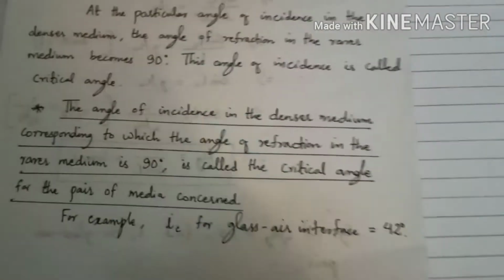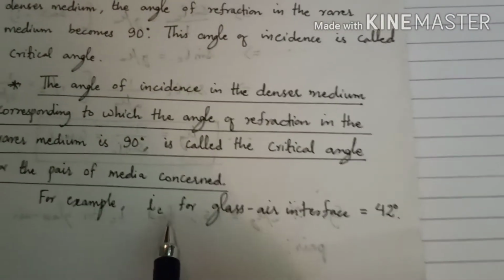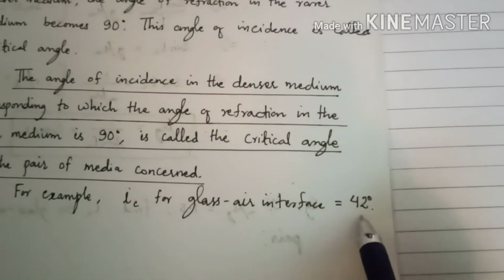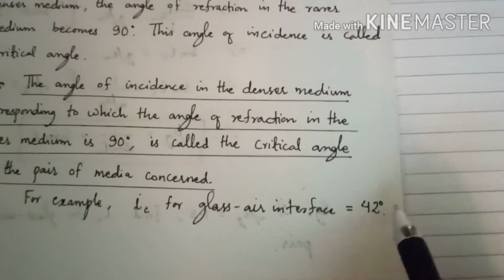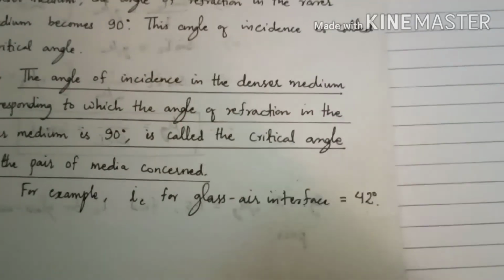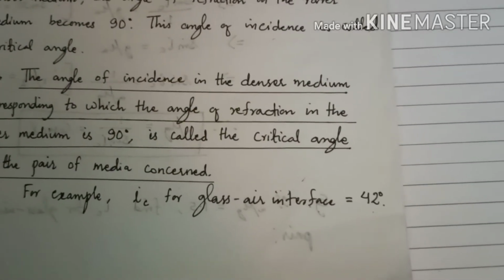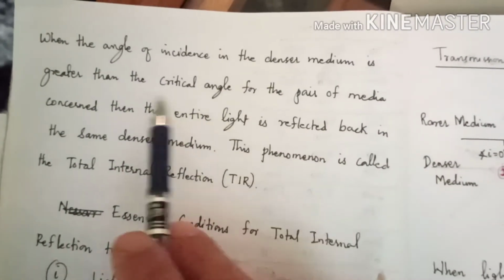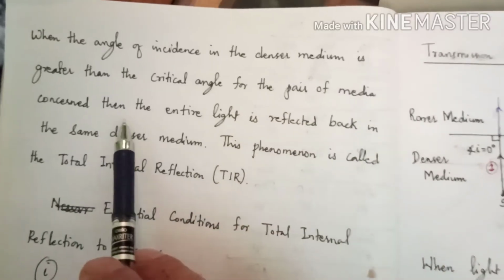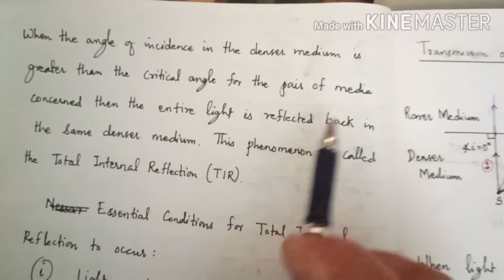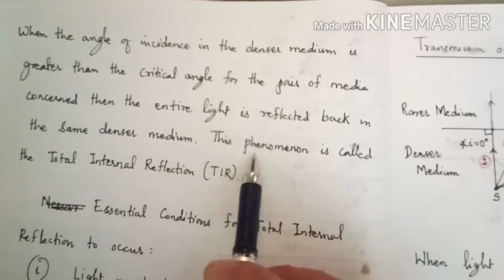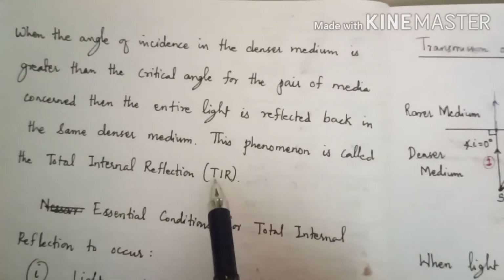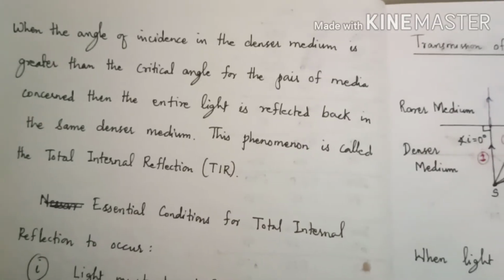So here I have given one example. In the example I have taken the critical angle for the glass-air interface, and it is taken as 42 degree. These values can be calculated if we know the refractive index. When the angle of incidence in the denser medium is greater than the critical angle for the pair of media concerned, then the entire light is reflected back in the same denser medium. This phenomenon is called total internal reflection. In short form, we also call it TIR, total internal reflection.